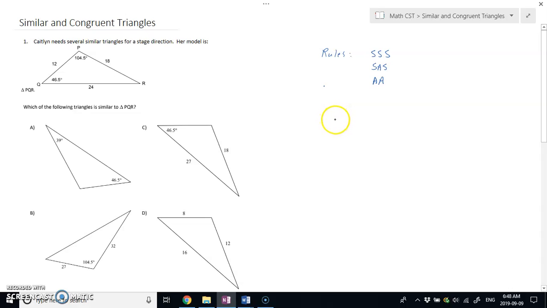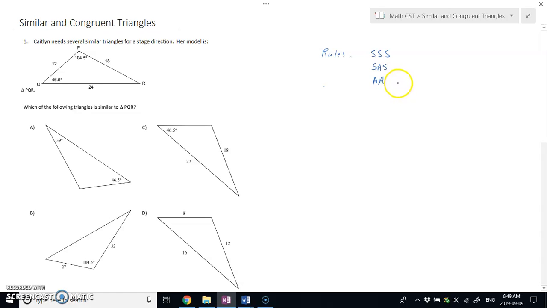We have this question here, which says Caitlin needs several similar triangles for stage direction, and her model triangle is given below, and that's triangle PQR in the image. I notice we're given 3 different sides and 2 angles, and we can always subtract from 180 to find the missing angle R. Now, there are 3 rules for similarity that we have to follow here, and they're side, side, side, side, side, side, and angle, angle.